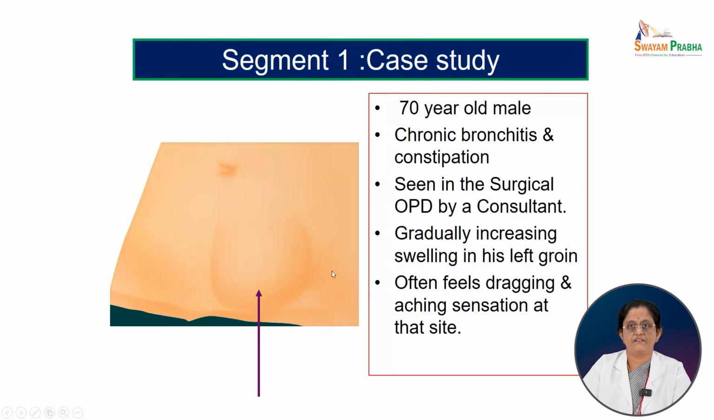This is a case of a 70-year-old male who was seen in the surgical OPD by a consultant. The patient came with a history of chronic bronchitis and constipation. The patient complained of a gradually increasing swelling in his left groin, which I am pointing out. He also complained that he feels dragging and aching sensation at that site.